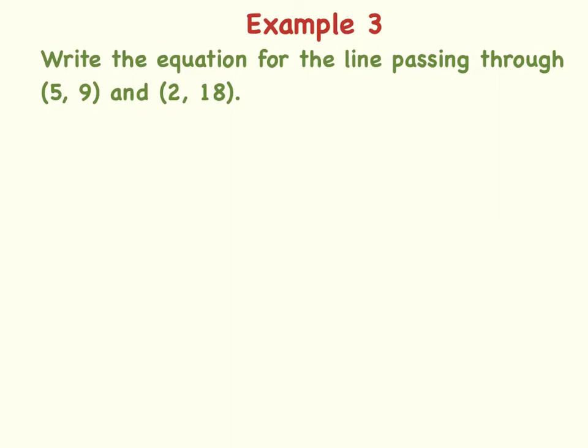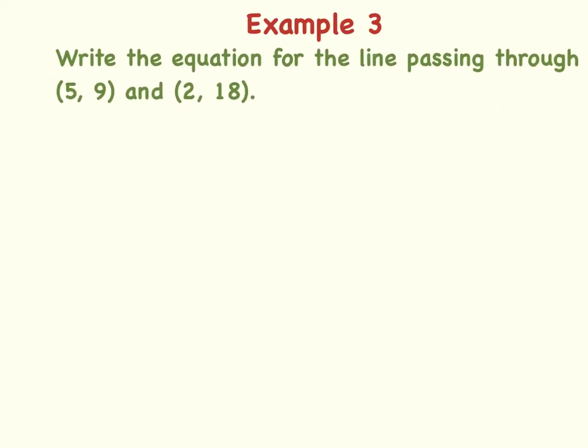Okay, the third and final type we're going to talk about doesn't give us a slope at all. We have to find our slope. It only gives us 2 points. So we want to write the equation for the line passing through (5, 9) and (2, 18). And the first thing we need to do is find our slope.